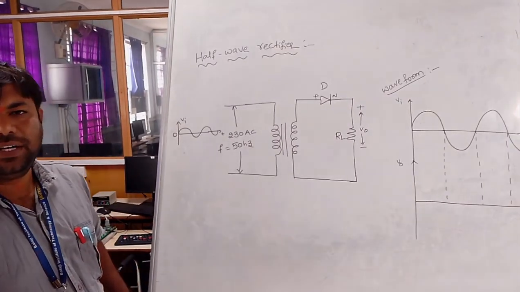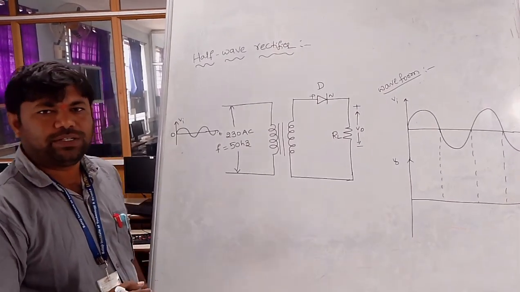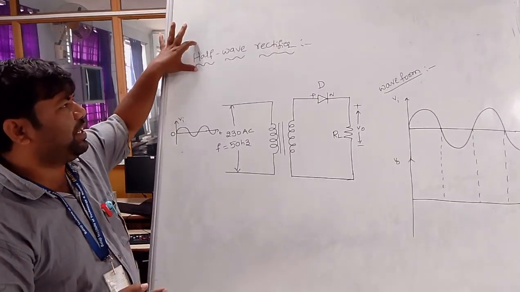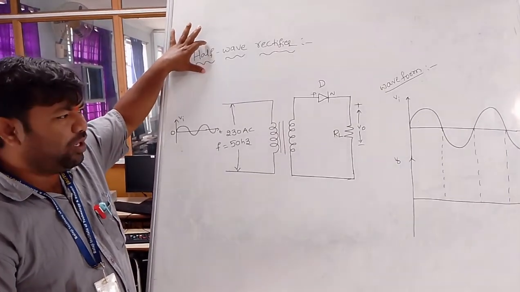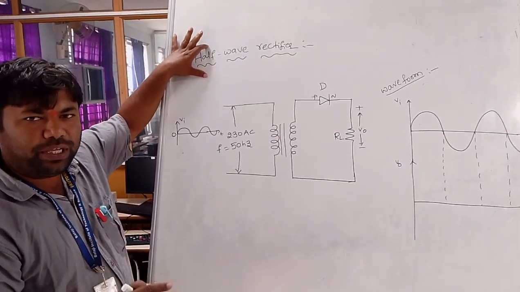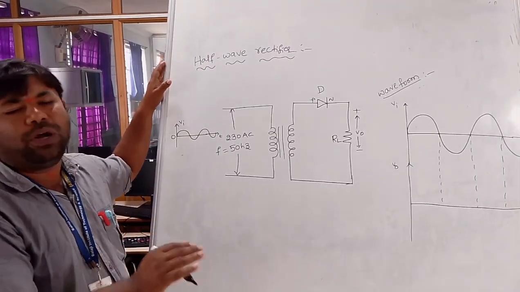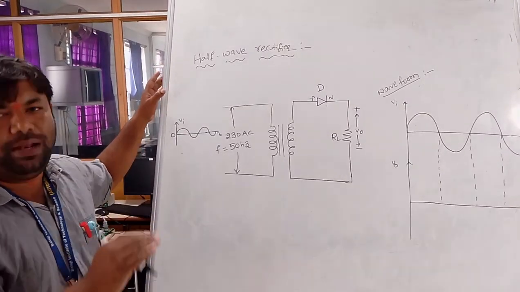Rectifiers are classified into two types. The first one is the half wave rectifier and the second one is the full wave rectifier. Now we discuss the half wave rectifier. In a half wave rectifier, we get the output only during half of the cycle. During the negative half of the cycle, the voltage value will be zero.